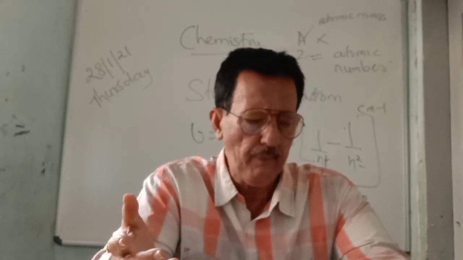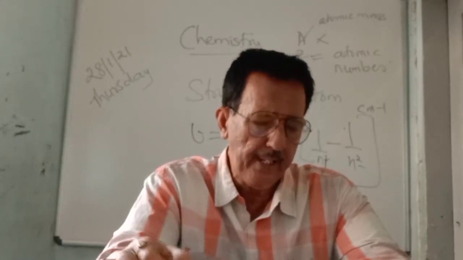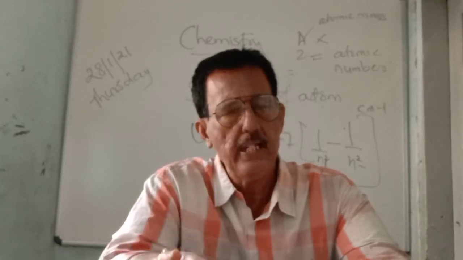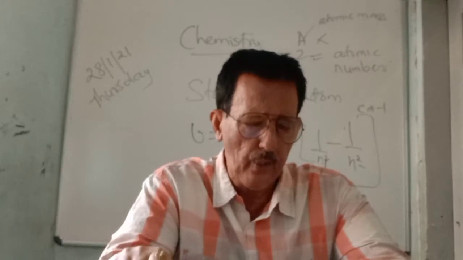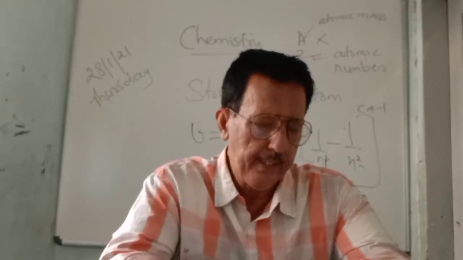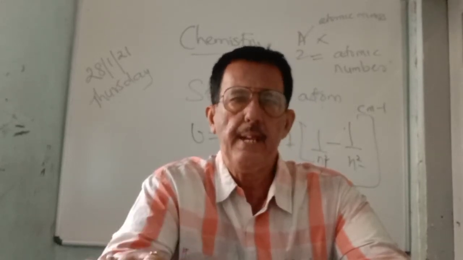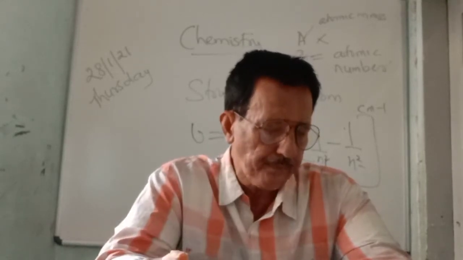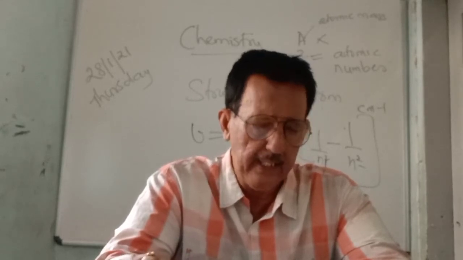Then the concept of isotones. What are isotones? Isotones are atoms of different elements having the same number of neutrons in their nuclei. As we all know, there is a nucleus inside containing neutrons and protons, and then come the electrons. For example, boron 11 (5) and carbon 12 (6).